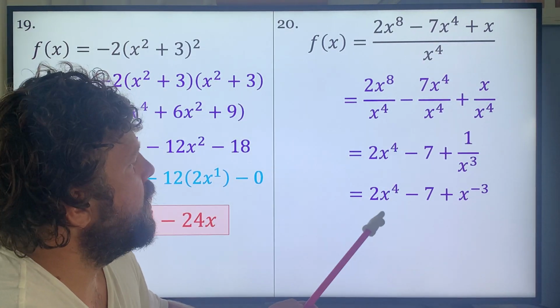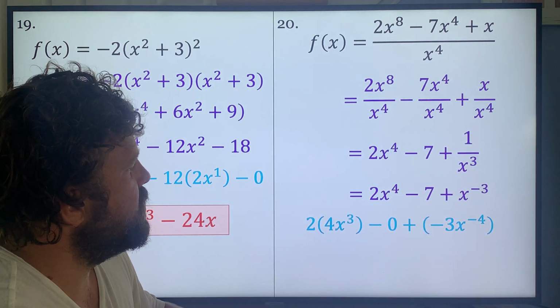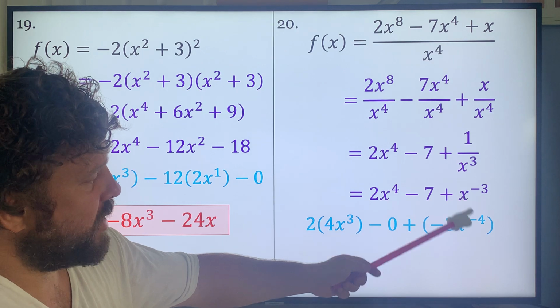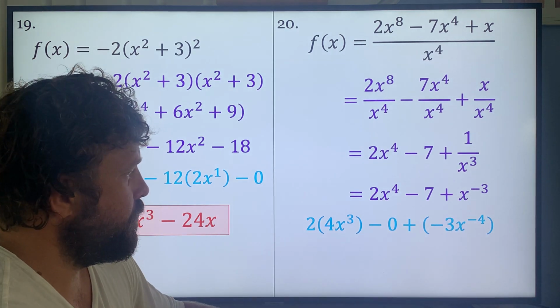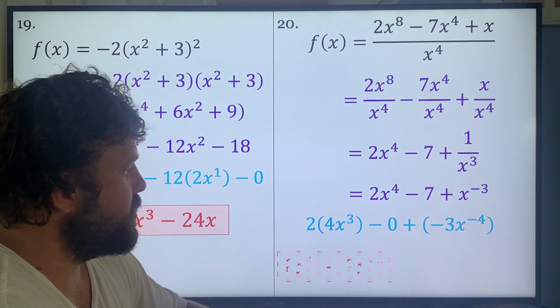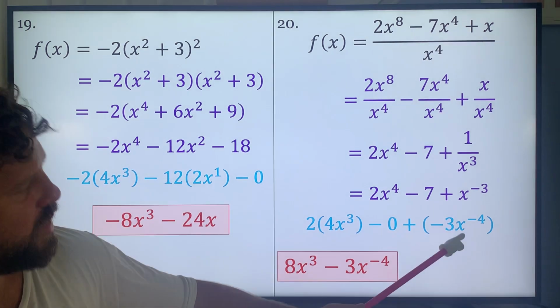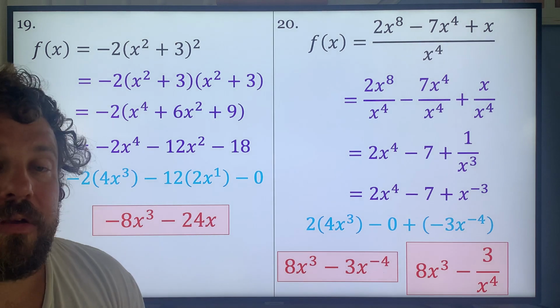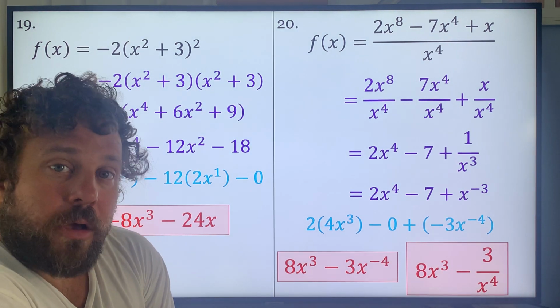Good. 4x cubed minus 0, derivative of a constant is 0, negative 3x to the negative 4. And that's it. 2 times 4 is 8x cubed minus 3x to the negative 4th. If you want to put the x to the 4th in the denominator, you go at it. Have fun.